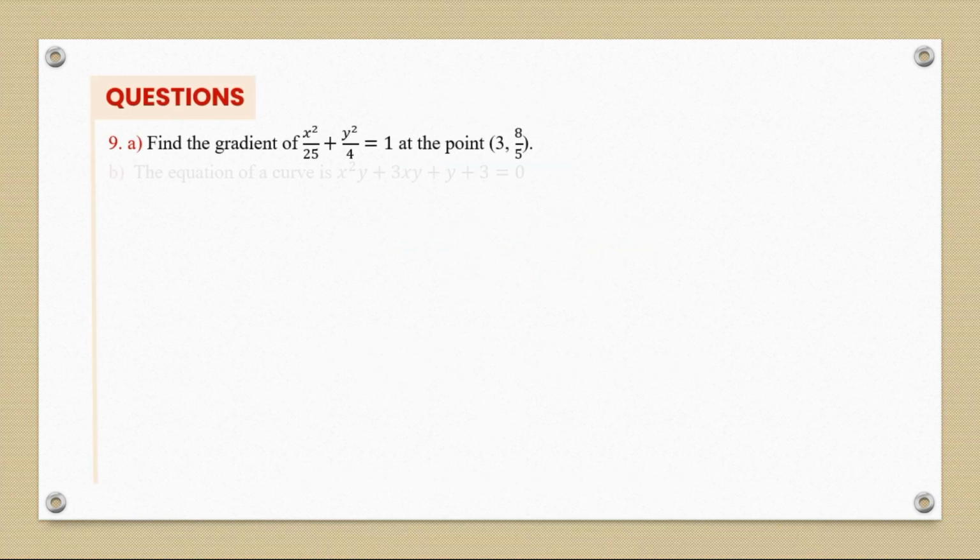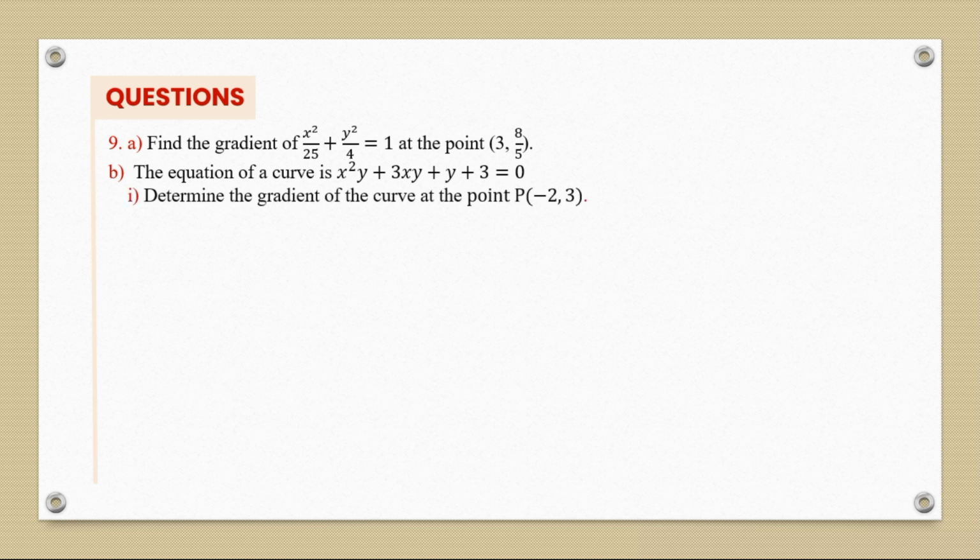Question 9. A. We're being told to find the gradient of x squared over 25 + y squared over 4, which is equal to 1, at the point (3, 8/5). And then part B, we're being told that the equation of the curve is x squared y + 3xy + y + 3 is equal to 0. Then determine the gradient of the curve at the point P, which is (-2, 3). Then part 2, find the equation of the normal to the curve at P.